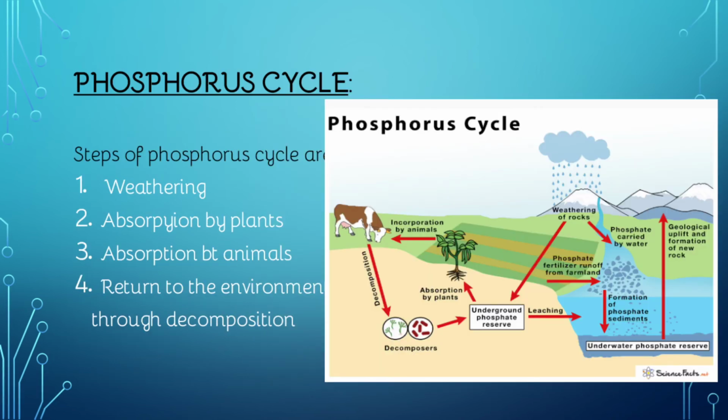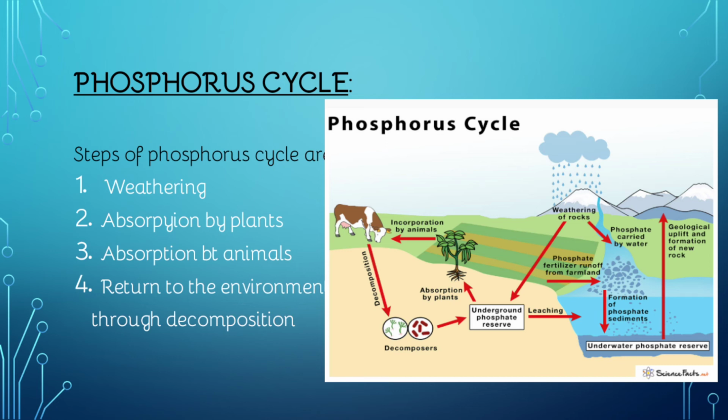The next cycle is phosphorus cycle. The steps of phosphorus cycle are weathering, absorption by plants, absorption by animals, and return to the environment through decomposition. Phosphorus is a biological process that involves the movement of phosphorus through the lithosphere, hydrosphere, and biosphere. It is an important element for all living animals. It forms a significant part of the structural framework of DNA and RNA. They are also an important component of ATP. Humans contain 80% of phosphorus in teeth and bones. Phosphorus cycle is a very slow process. Phosphorus is absorbed by organic matter in the soil, which is used for various biological processes.